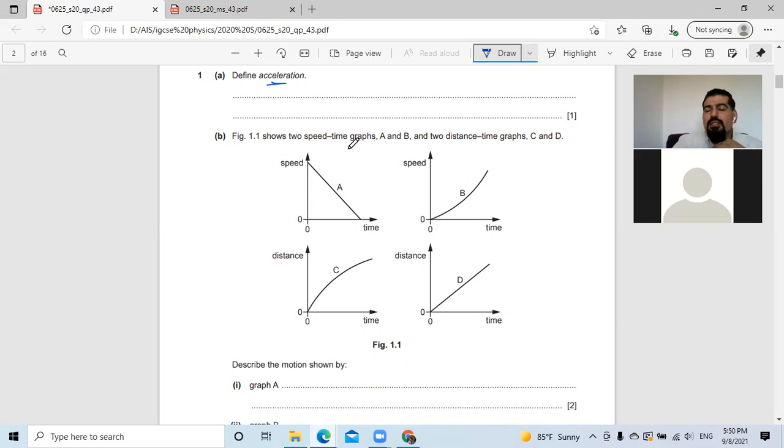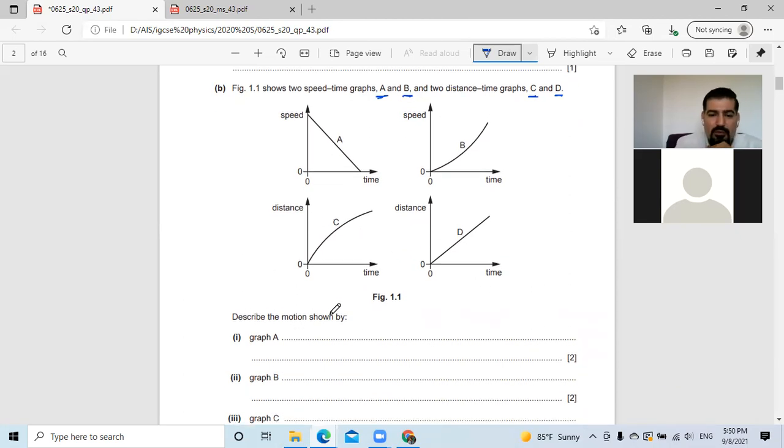Now, the figure shows two speed-time graphs, A and B, and two distance-time graphs, C and D. Describe the motion shown by A, by B, by C, by D.